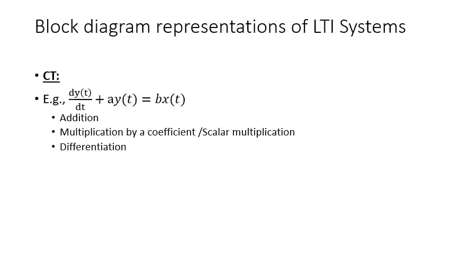For example, another system we have is represented by this differential equation, which is here. In this equation we can easily see that we have three operations involved, that is, addition, and scalar multiplication or multiplication by a coefficient, which is b and a, similar to what we had in the case of the discrete time system. And the third operation involved is integration. So we can write it like this.